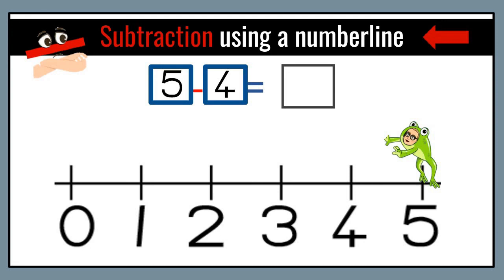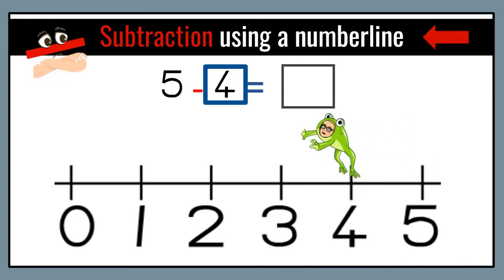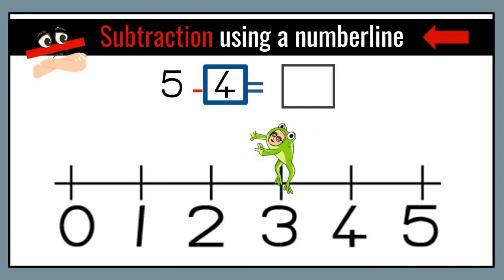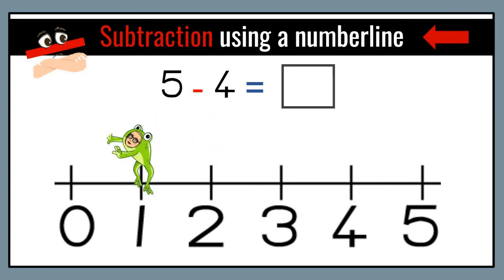What does 4 jumps look like? Let's see. 1, 2, 3, 4. Let's jump. 1, 2, 3, 4. Well done, grade ones. Where did I end? Yes, number 1. Where I stopped is my answer. Now I know that 5 minus 4 is 1. Well done.